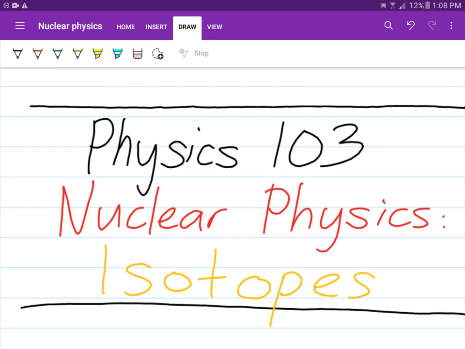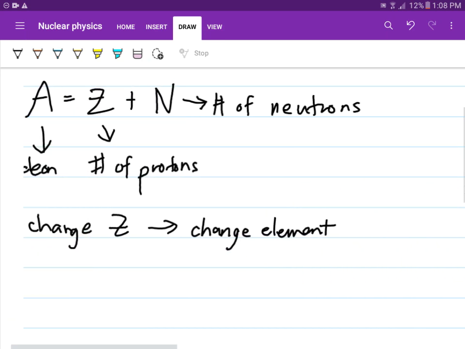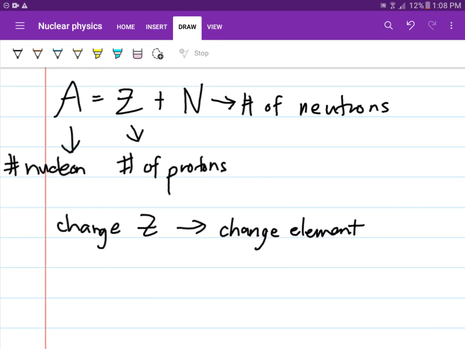This lesson is nuclear physics and we will learn about isotopes. So last lesson we talked about this formula: A, which is the number of nucleons, is equal to the number of protons Z plus the number of neutrons N.